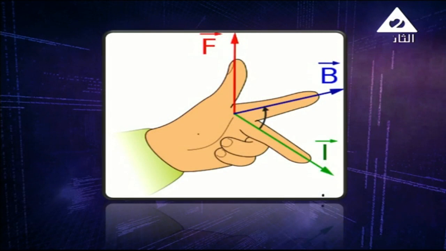So, once again, the first three fingers of your left hand are placed mutually perpendicular to each other, with the forefinger pointing in the direction of the field, the second finger, the middle finger, in the direction of the current. The thumb will give the direction of the force.